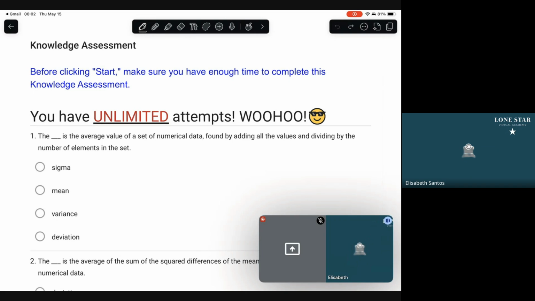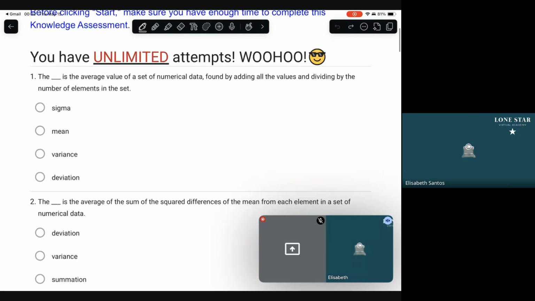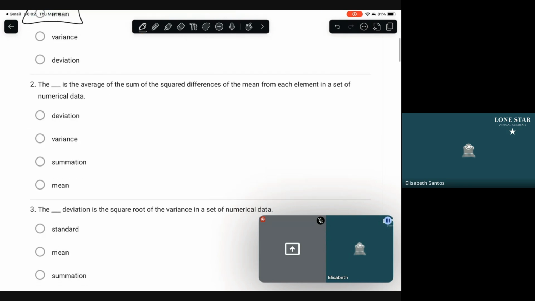Okay, so this is Unit 9 KA. So let's get started. Let's start with this one. Number 1, the blank is the average value of a set of numerical data found by adding all the values and dividing the number of elements in the set. That is mean.